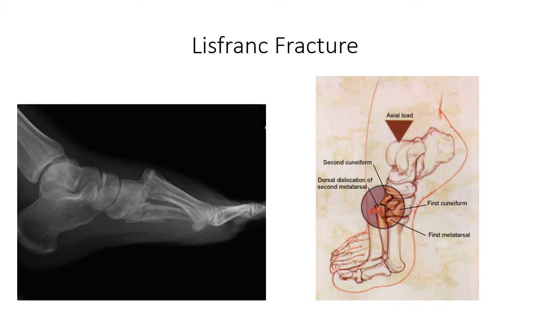A Lisfranc injury is a tarso-metatarsal fracture dislocation characterized by traumatic disruption between the articulation of the medial cuneiform and the base of the second metatarsal bone. The mechanism of injury is usually caused by indirect rotational force and axial load through a hyperplantar flexed forefoot.